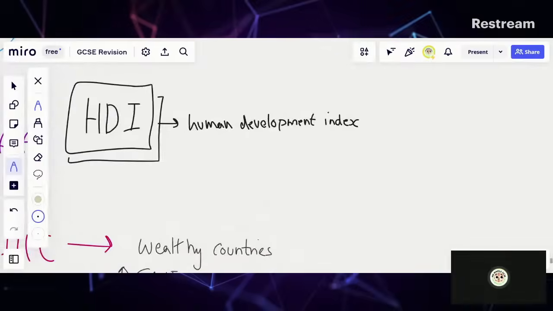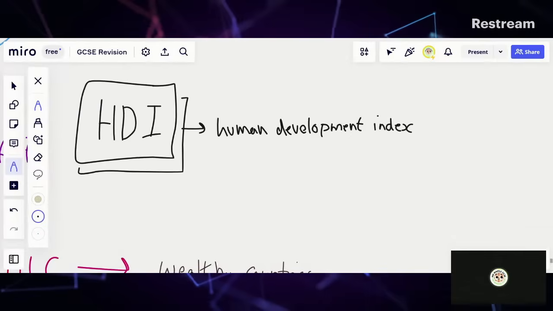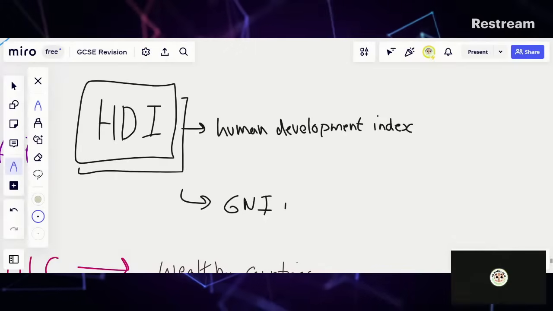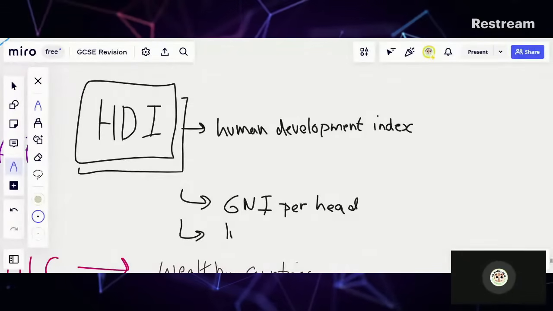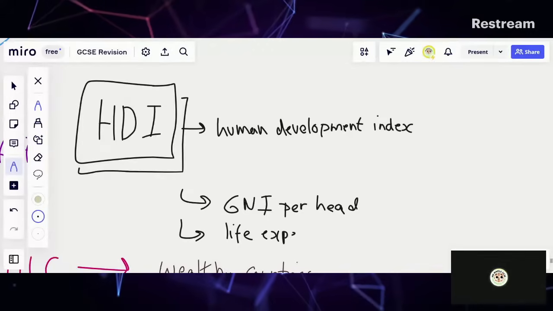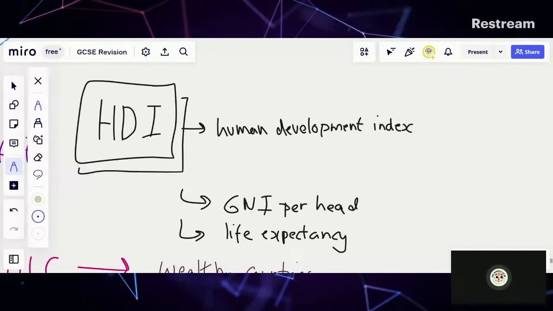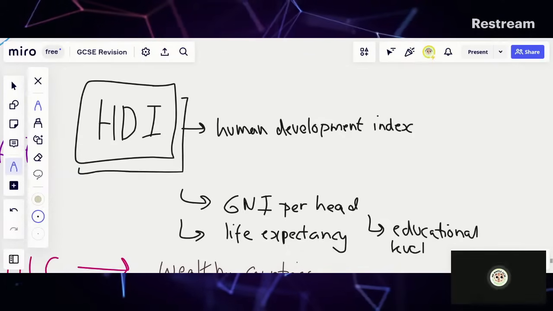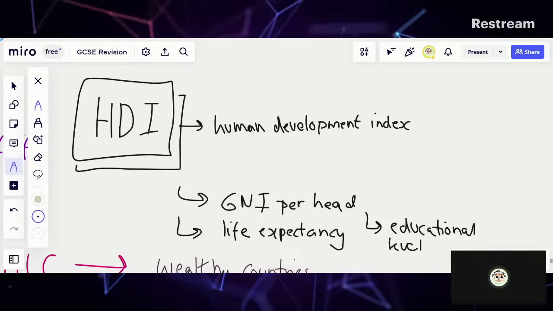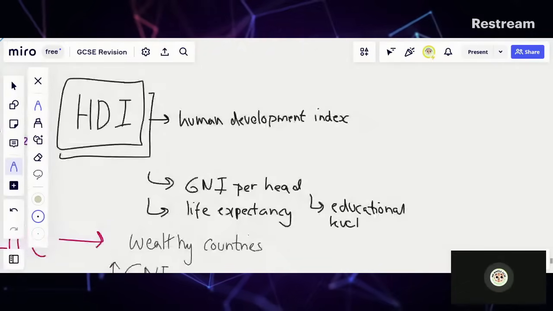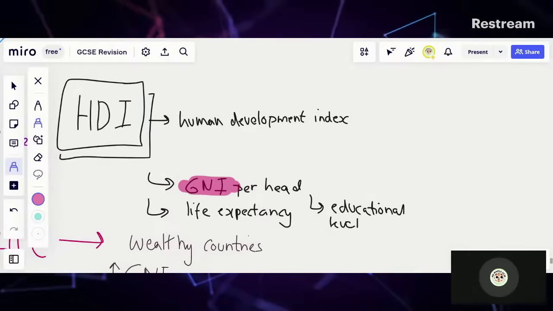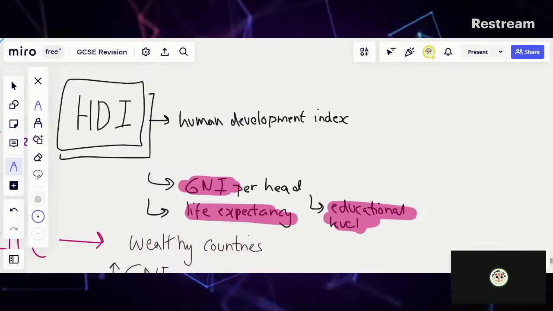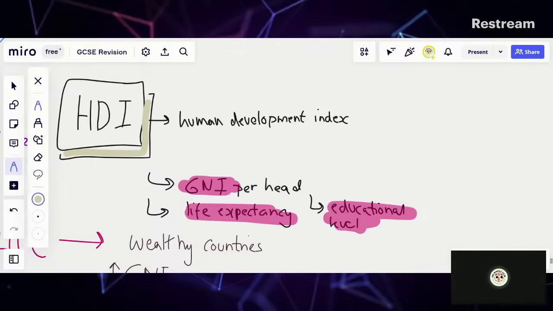So, what it is a mixture of GNI per head, which is an economic measure, life expectancy, which is a social measure. And finally, it's also a mixture of education level, which again is a social factor. So by combining the economic factor of GNI with the social factors of life expectancy and education level, you get a more unbiased view, which is really helpful for looking at countries' development.